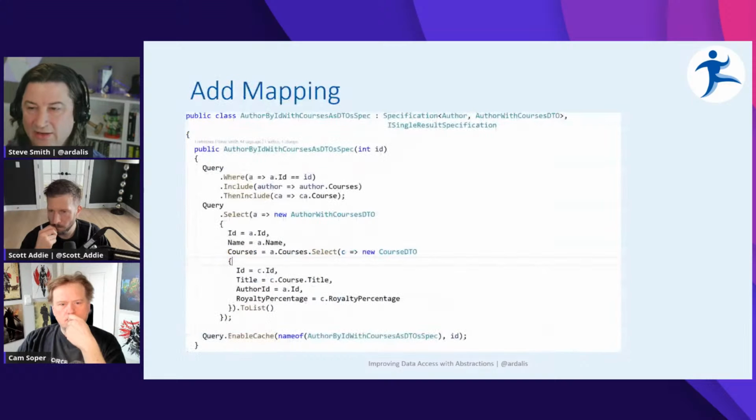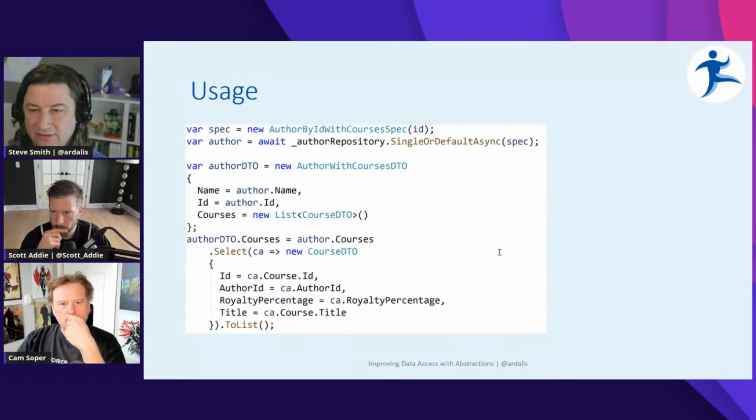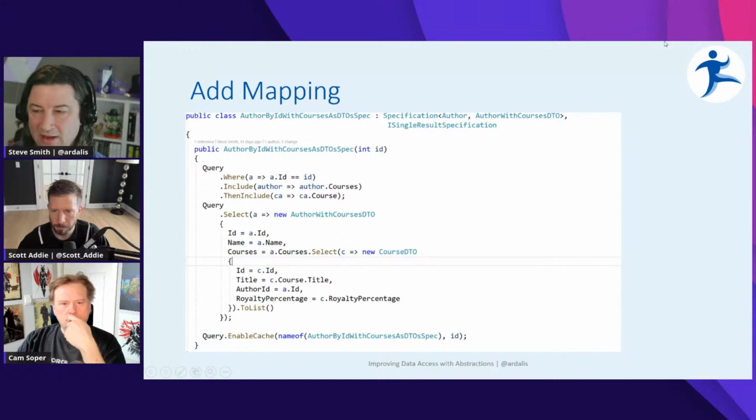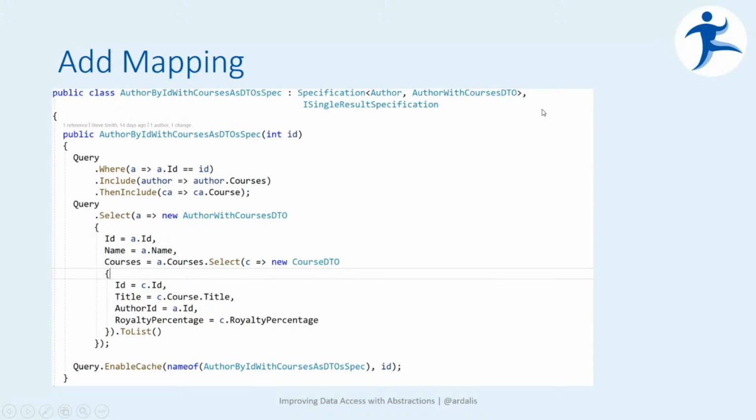So what would that look like? If we add mapping, we're going to add another generic parameter onto the specification. So let's look at this spec again real quick. It's specification of author. That's our entity. That's the thing we're going to work with. It's also the thing we're going to return. We're going to expect to return either one or an enumerable or a list or whatever of that type. If we want to change the return type, we pass that in as a second generic parameter. So now we're saying we're going to return author with courses DTO.